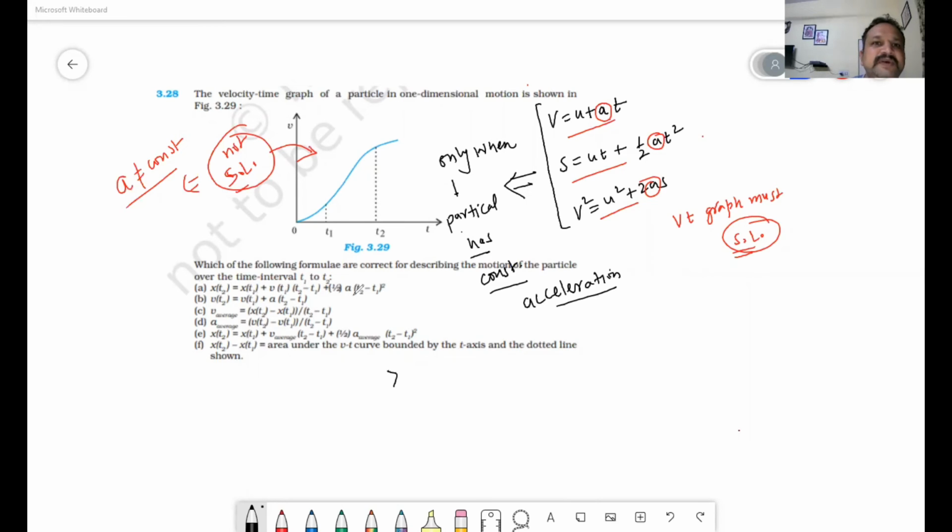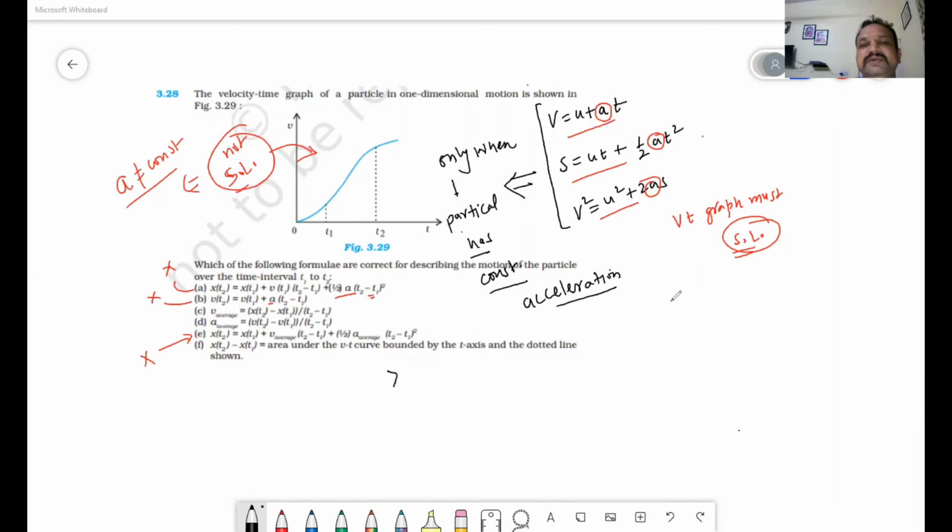So in option number 1 you will see over here, half at square. Okay, s equal to ut plus half at square. This is not possible. You will see again, u plus at. Again, v is not possible. Now you will see in this E option, this is also not possible.